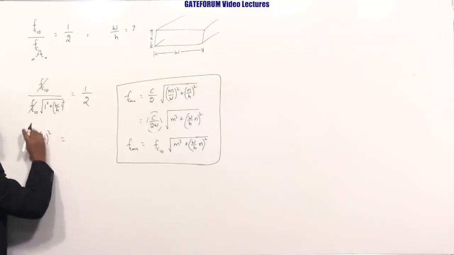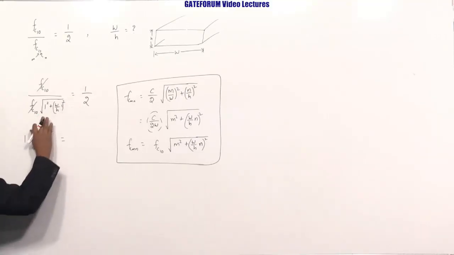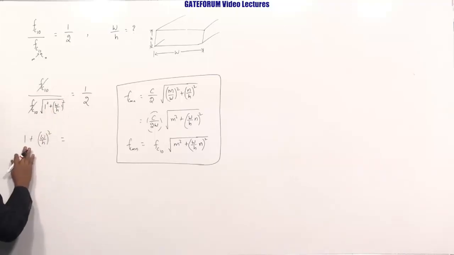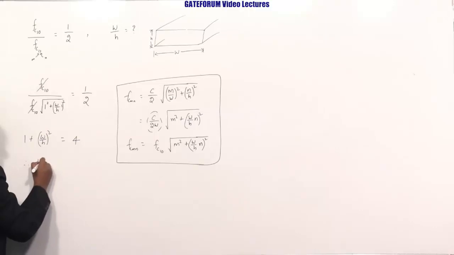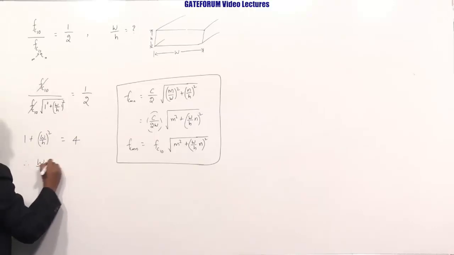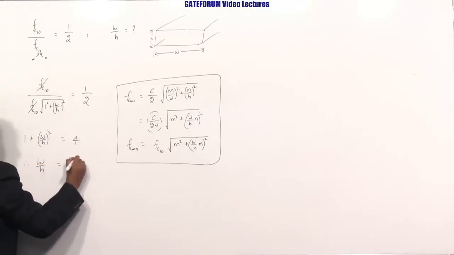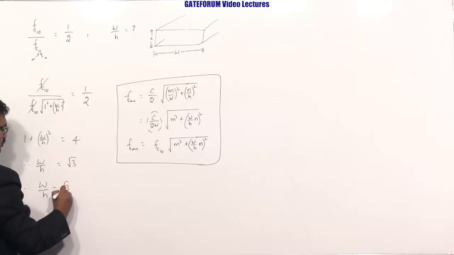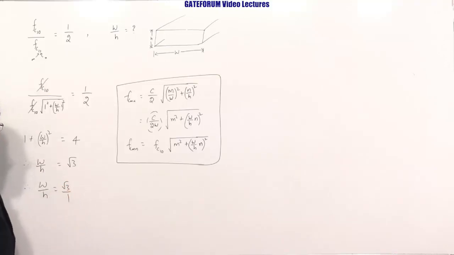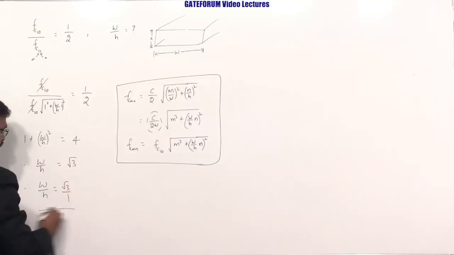If you arrange these terms in this manner, you are going to get 1 plus W by H whole square is equal to 4. Therefore W by H is equal to √3. So W by H ratio is equal to root 3 by 1.